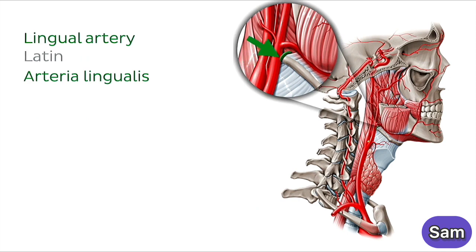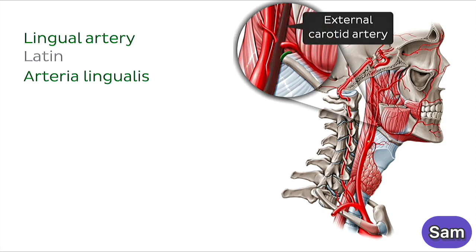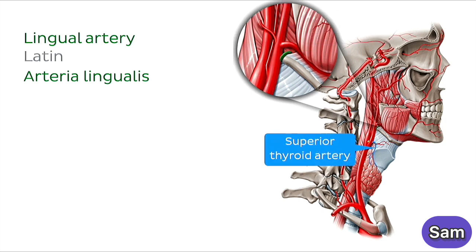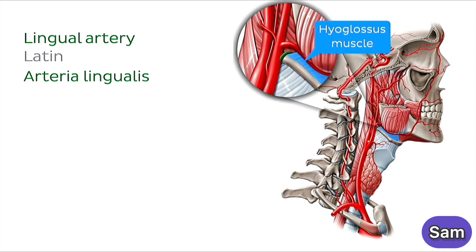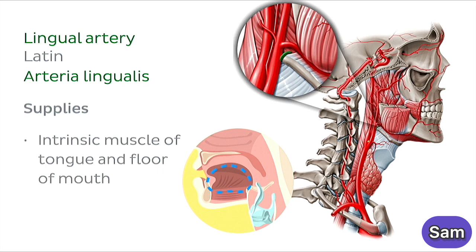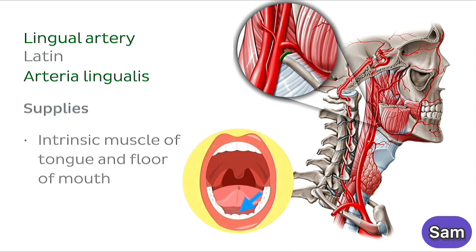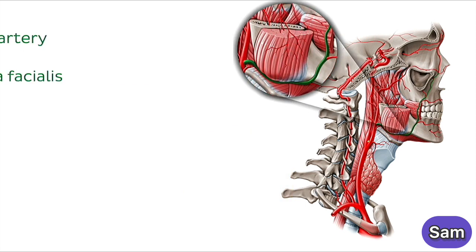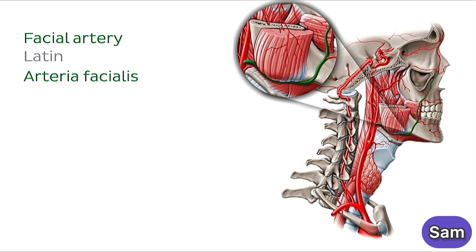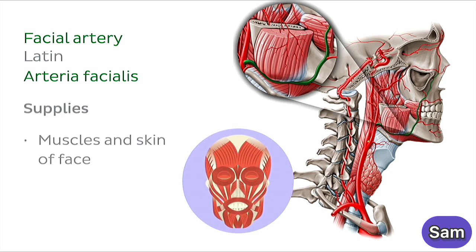The lingual artery is the third branch of the external carotid artery. It arises anteromedially from the external carotid artery, between the superior thyroid and facial arteries. Here we can only see the beginning of the artery because it disappears deep to the hyoglossus muscle. As you may have guessed, the lingual artery supplies the intrinsic muscles of the tongue and the floor of the mouth.